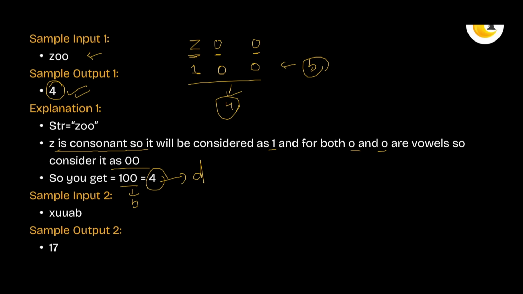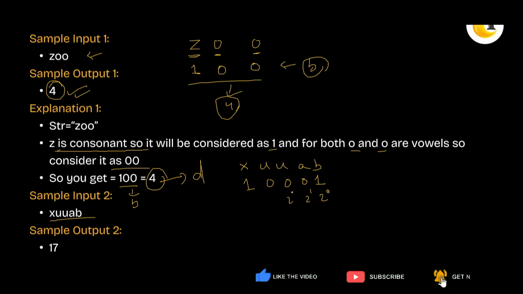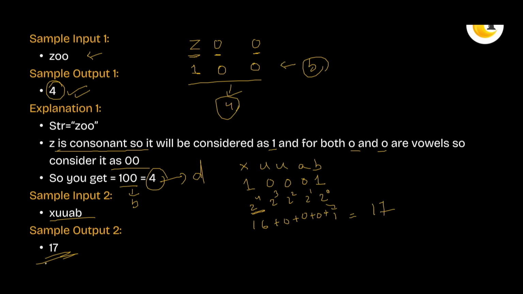Okay. Now, similarly, they have this. So X U U A B. So this is 1, 0, 0, 0, 1. Okay, so now if you do this, this is 2 to the power 0, 2 to the power 1, 2 to the power 2, 2 to the power 3, 2 to the power 4. 2 to the power 4 is 16. These are all going to be zeros, and this one is going to be 1. So 16 plus 1 is 17, and that is your answer. Okay, so again, if you see, this is not a complicated question. Is it a complicated question?